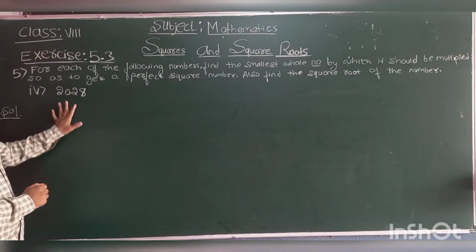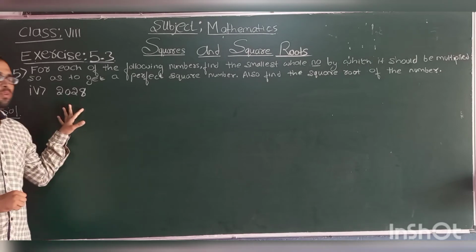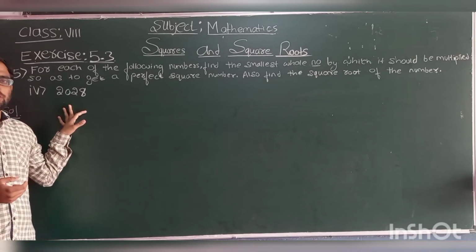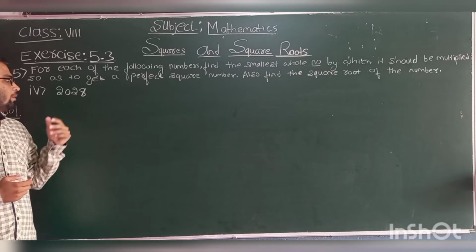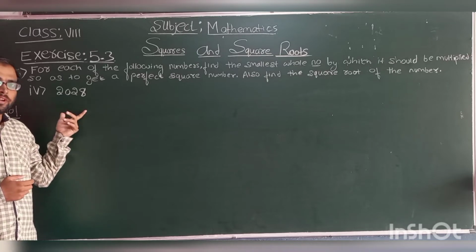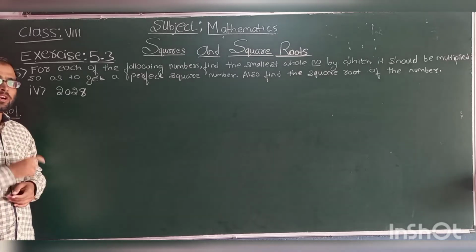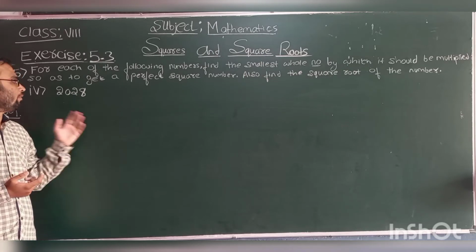Okay, so what are we given? 2028. Now what do we need to do? We need to find the number so that when we multiply that number to this number, that is 2028, we will get a perfect square. Okay, in order to find that number, what do we need to do? We need to factorize this number.